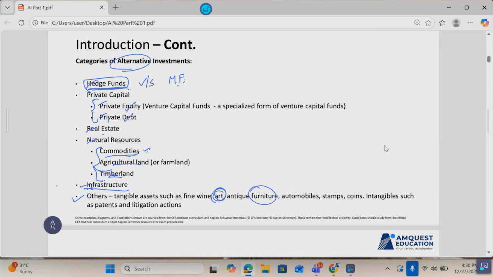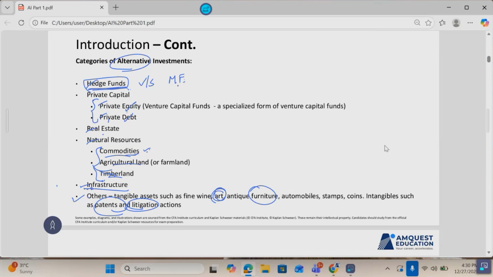There are many people who buy vintage art by renowned artists, keep it, and sell it later at other auction houses. Clear? Apart from that, obviously, patents, trademarks, and litigation actions are also a part of your intangible assets. Clear? So I hope this makes sense as to what the various types of alternative investments are, which are different from the traditional investments.